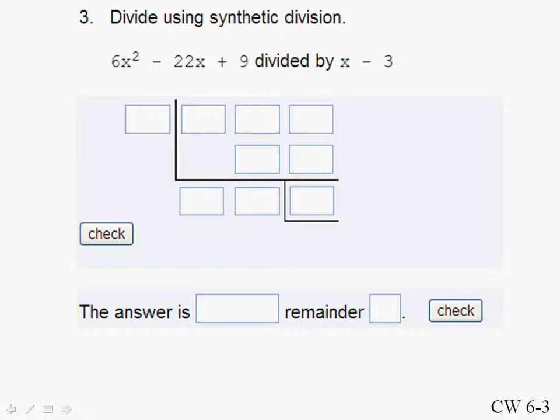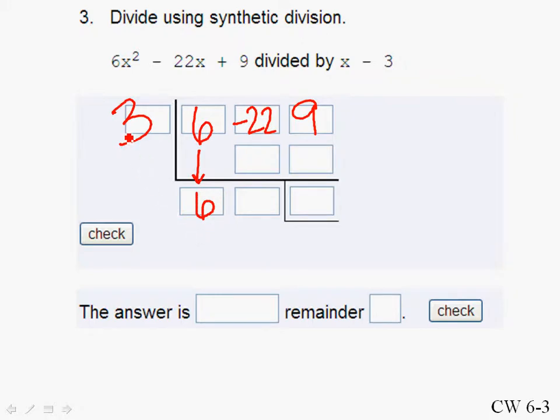Let's do some examples. Divide using synthetic division. So first we're going to do x minus a. Our a value is 3, goes on the outside. Our coefficients are 6, -22, and a +9. We carry down the first value and place it underneath the horizontal bar.